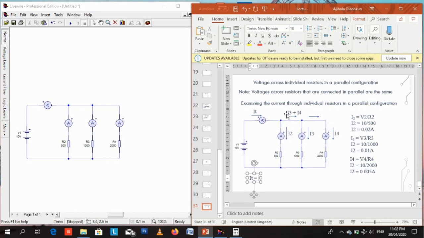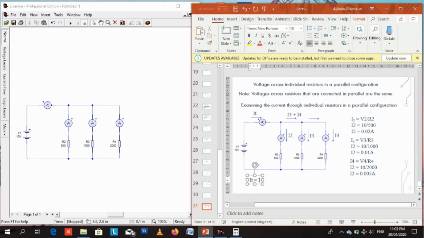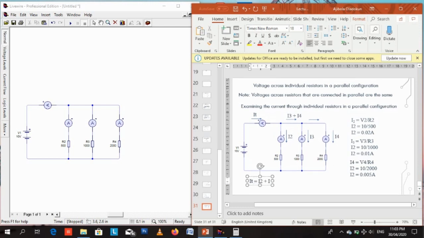Now IT is equal to I2 plus I3 plus I4. Remember that IT, the total current, branched into two at the first junction. One part became I2 and went into R2. The second part was I3 plus I4, which eventually branched into I3 and I4. So the total current is equal to the sum of the individual currents. IT equals I2 plus I3 plus I4.